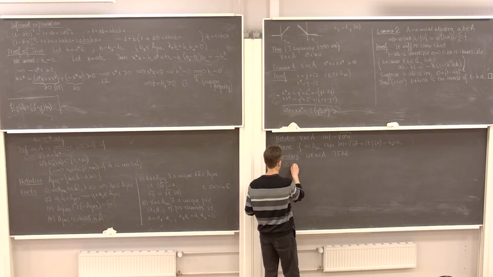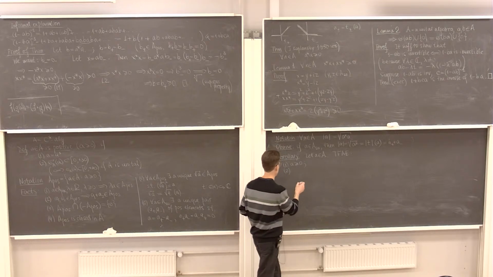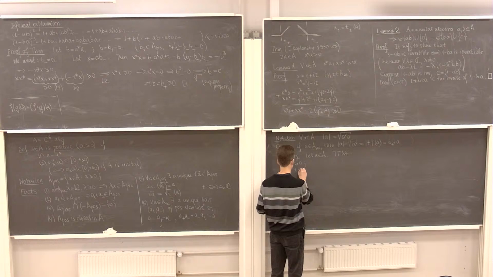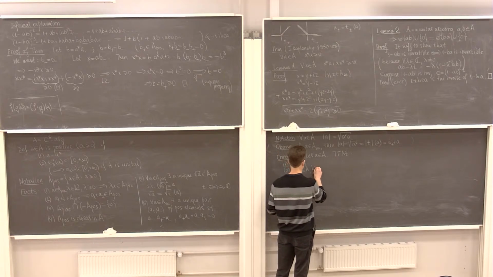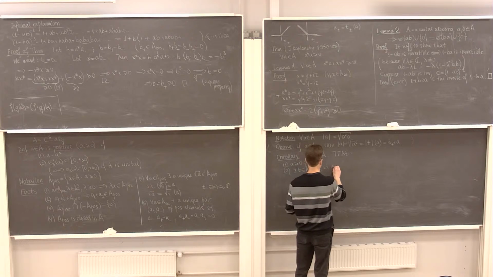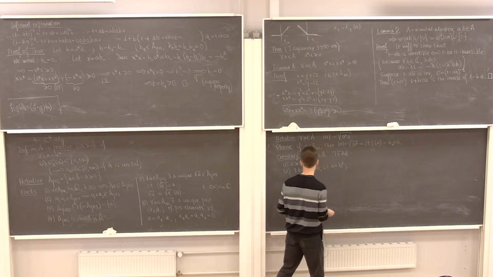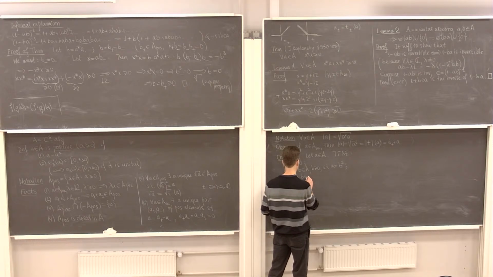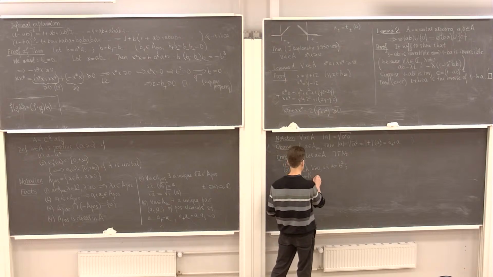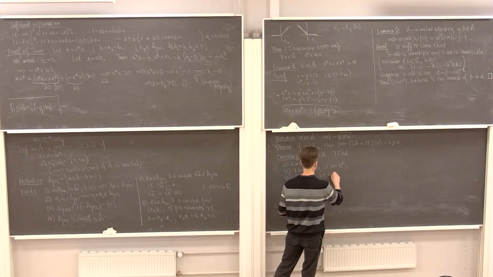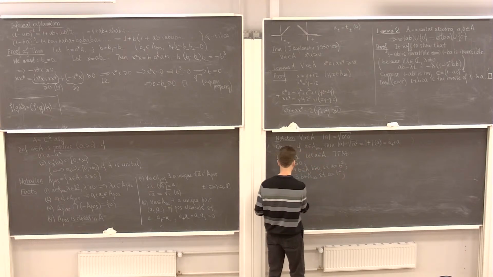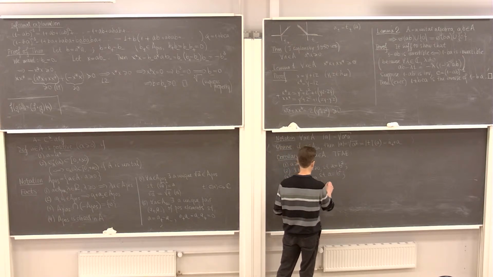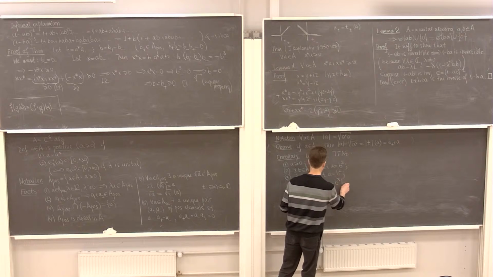Condition 1, A is positive. Condition 2, there exists a positive element B such that A equals B squared. Condition 3, there exists a self-adjoint element B such that A equals B squared. And finally, condition 4, there exists an element B in A such that A equals B star B.